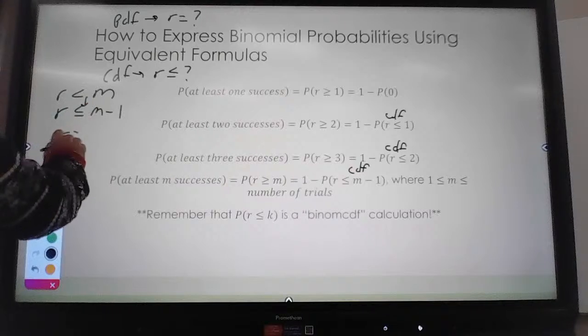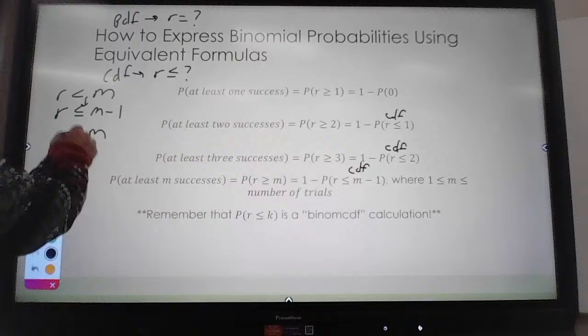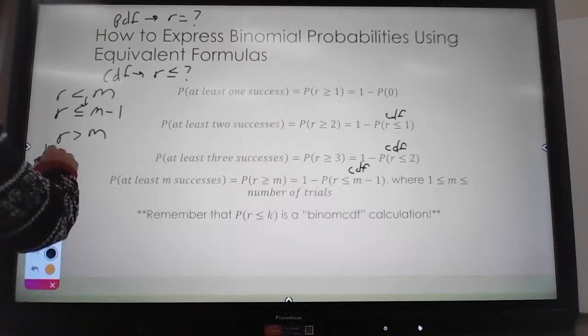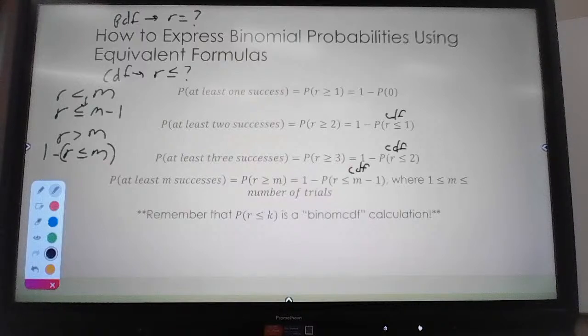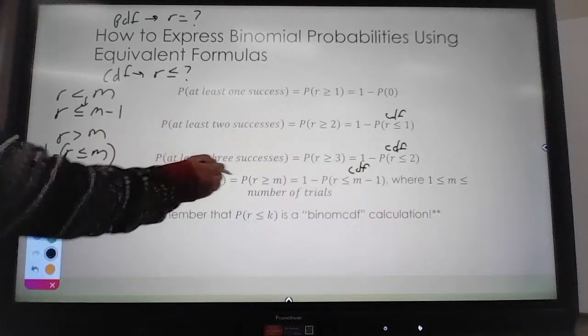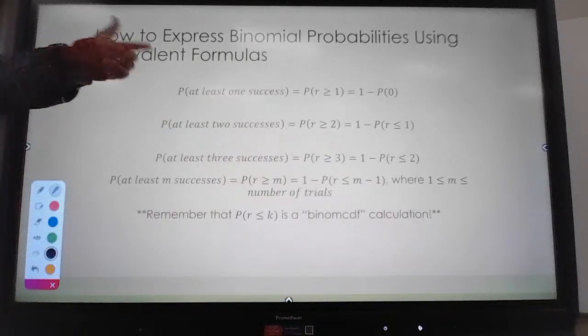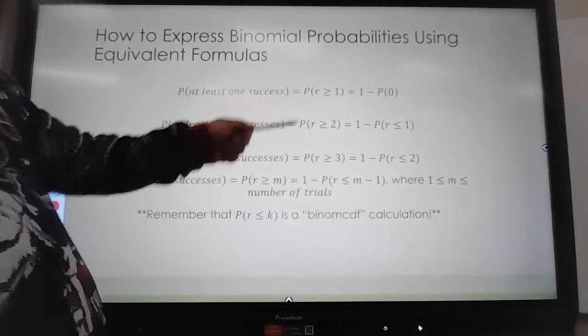If I'm doing r greater than m, again, I can go back to this, but instead I would do 1 minus r less than or equal to m. Okay, that's a CDF, because remember, I'm not including m. And if I'm doing r greater than or equal to m, I already showed that. Okay, so you have to pay attention to the wording of these probabilities that you're looking for and adjust your probability calculations accordingly.